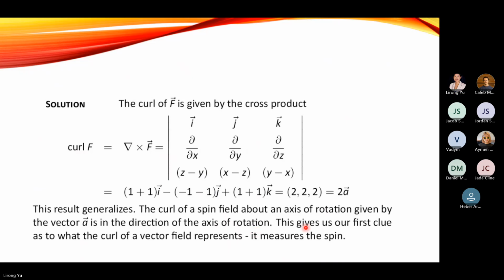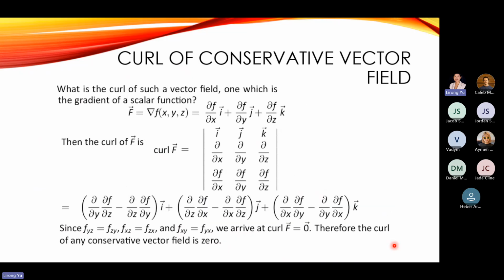So the curl of the spin field about an axis of rotation is given by the vector A, this vector in the direction of the axis of rotation. So basically, curl measures the spin. Actually, it gives you the axis of rotation, the spin. Okay. Let's talk about the curl of a conservative vector field.